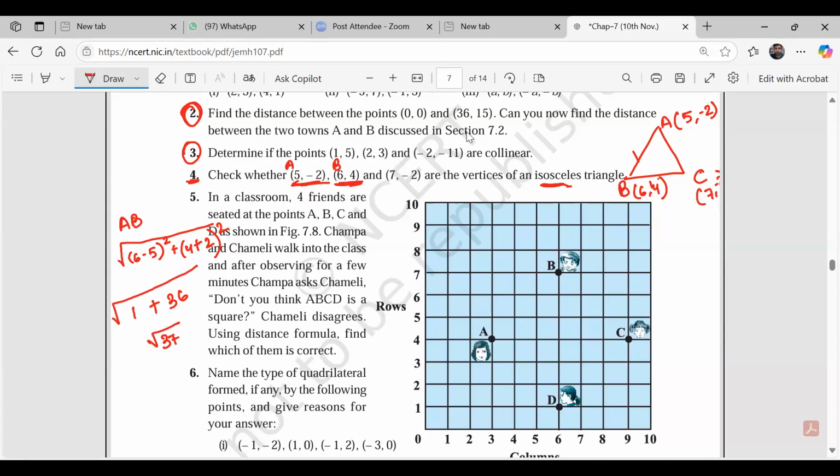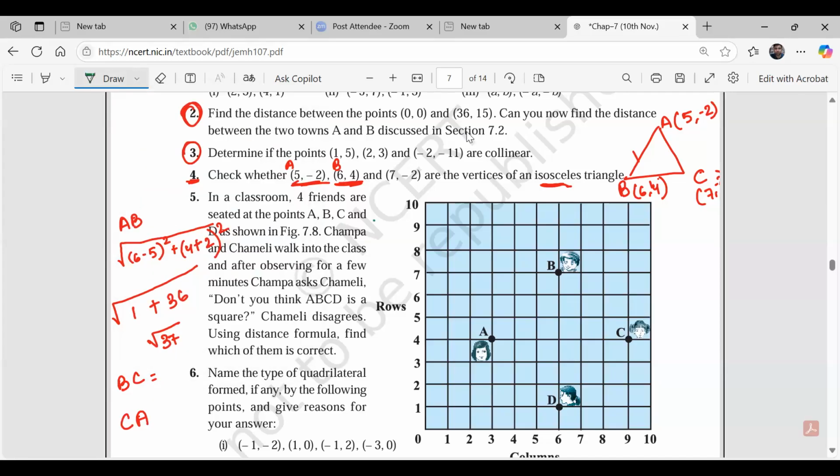So the length AB, the distance between A and B, that means the length of the side AB, we have found already. Distance means length only. So for finding the length of the side of a triangle, you are using the distance formula. Similarly, you will find BC. Please tell me what is BC and please tell me what is CA. First, BC.